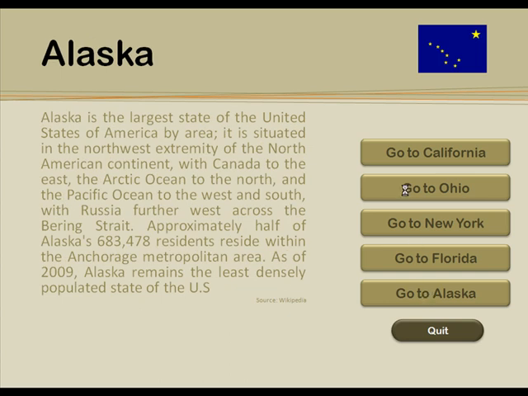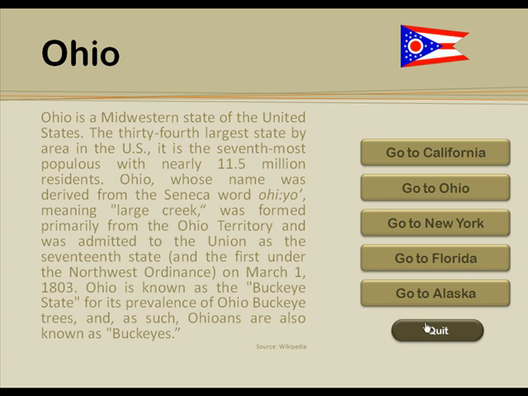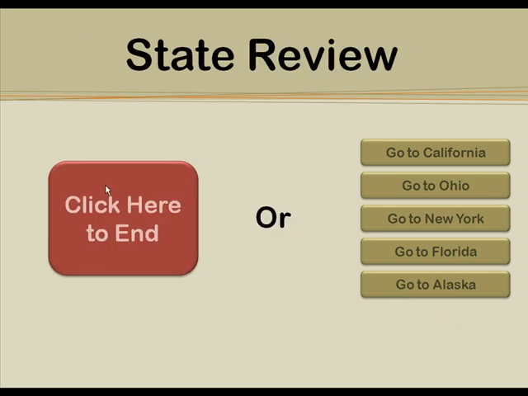But notice every state has a button. So if I'm in California and I click Go to California, it's linked to the California page, so it's really not going to go anywhere. Go to Ohio, I'm right there. And if I click Quit, I can click and I have a button to click here, or I can go back to any of the states. And there you have buttons with links.